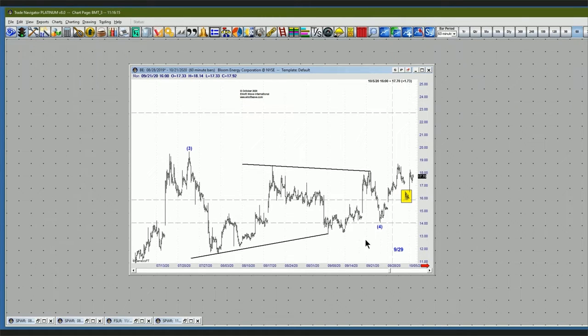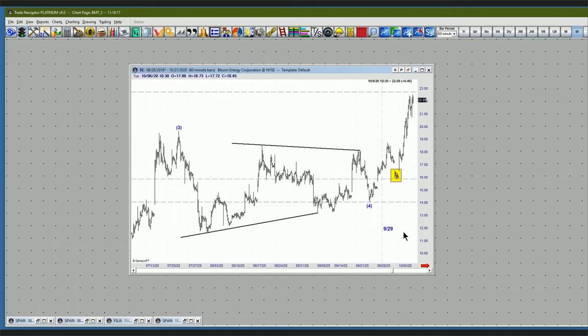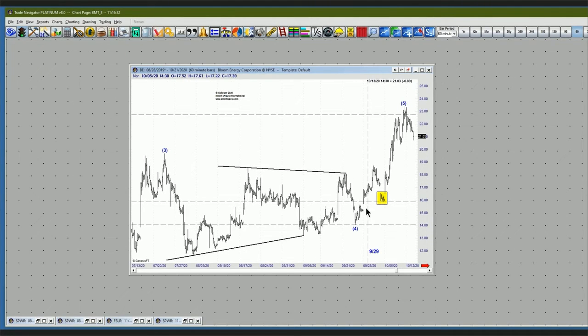There's no need to buy Bloom Energy at 16 and run a stop at 12, or buy Bloom Energy at 16, let the market come down to 12 or 11, and then send me an email going, Jeff, I thought you were bullish on Bloom Energy. I'm still holding from 16. What should I do? Well, you shouldn't be trading if that's what actually happened. But as you can see, the market went up.